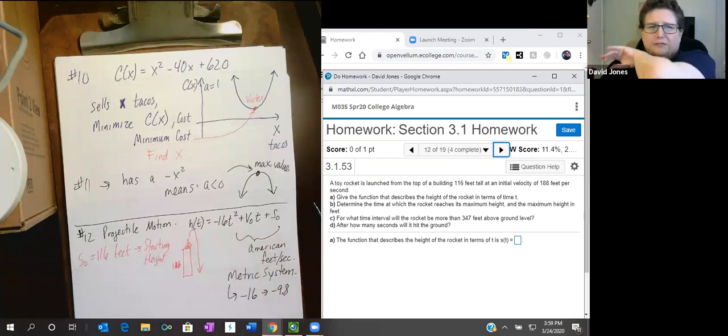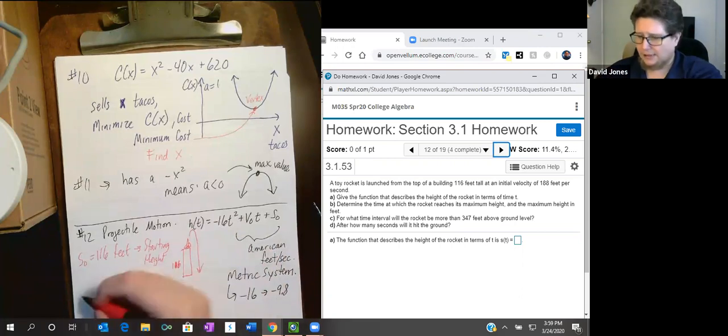It says initial velocity. That's my V term. V naught is 188 feet per second.